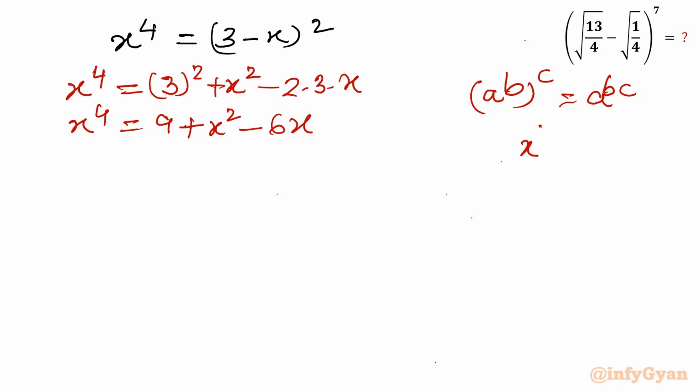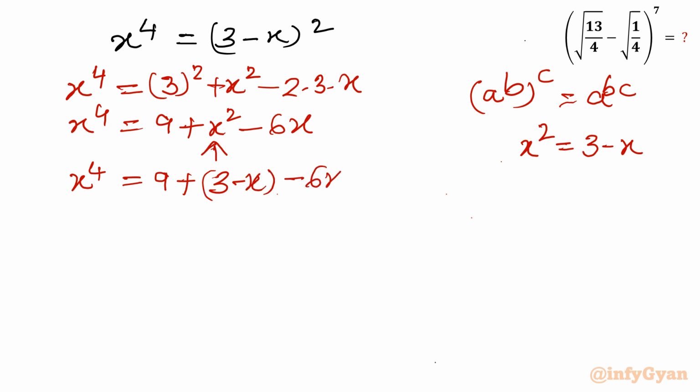Now we have calculated x square. This was 3 minus x. Let us put this value here. So the equation will become x power 4 equal to 9 plus 3 minus x minus 6x. So I can write x power 4 equal to 9 plus 3 minus x minus 6x, which is minus 7x. So x power 4 equal to 12 minus 7x.